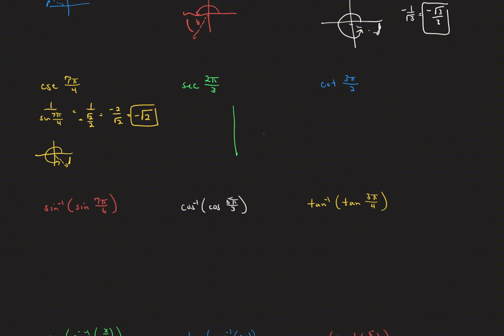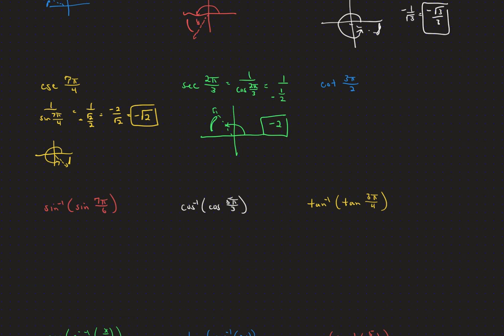And secant of 2 pi over 3 is going to be 1 over the cosine of 2 pi over 3. 2 pi over 3 is going to be in quadrant 2. Its reference angle is pi over 3. The cosine of pi over 3 is 1/2. In quadrant 2, the cosine is negative, and multiplying by the reciprocal will get us that the secant is -2.